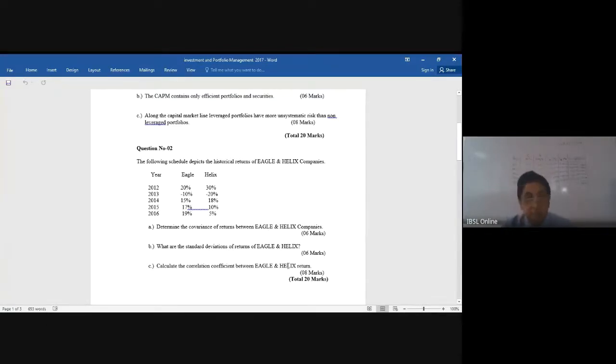Right. So when you calculate the mean of Eagle and mean of Helix, for Eagle you get 12.2, for Helix you get 8.6. Then what do you do next? Then you have to deduct the mean value from each return. For Helix also the same thing.